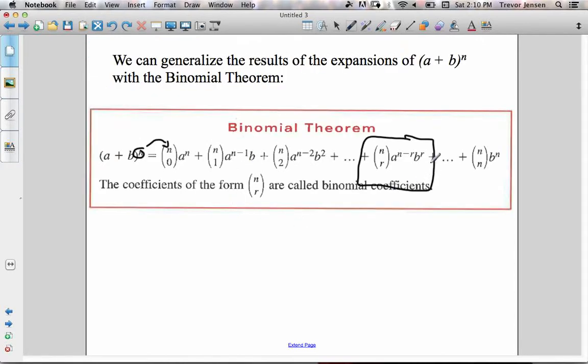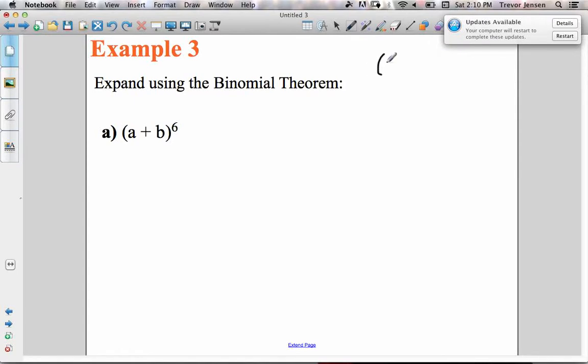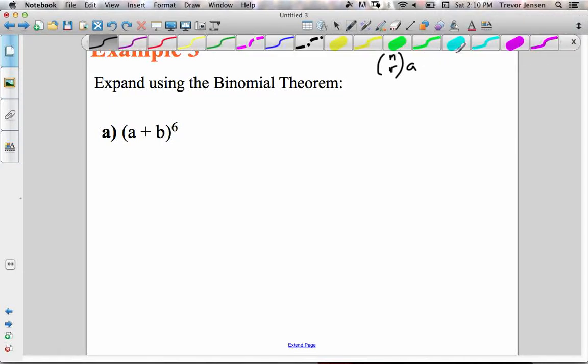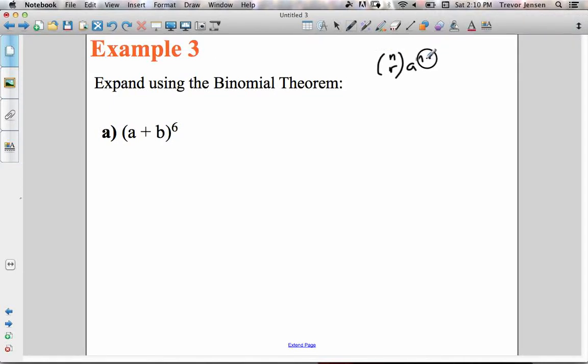But the main formula we want to remember gets us the general term. So for the general term, we do n choose r, a to the n minus r, b to the r, and that'll give us the general term in our expansion.